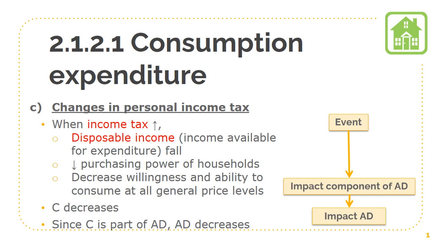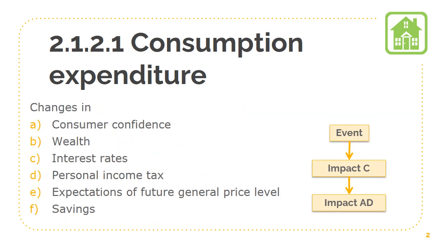We will be examining this further when we look at fiscal policy, where the government adjusts their spending and taxes to influence the economy. Your notes explain how these 7 factors can influence C. Make sure you go through them and make sure you are able to explain and analyze how events impact consumption expenditure.